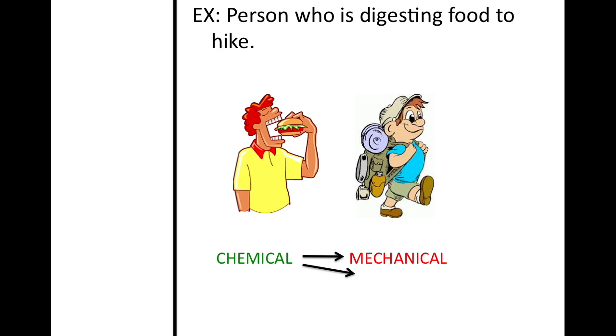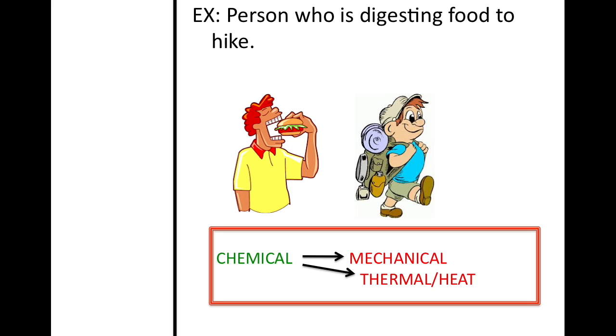And there is also something else that occurs. This chemical energy also produces heat. So we have chemical going to mechanical, and we have chemical going into thermal or heat energy.